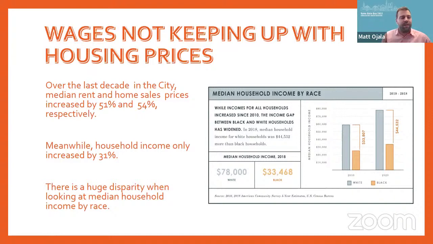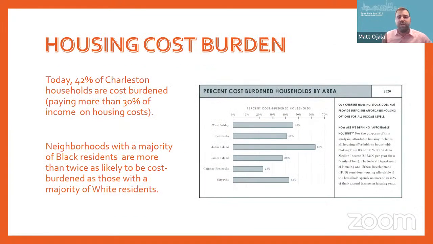When you examine median household income, you can see there's a huge disparity by race. The income gap between Black and white households has widened over the last decade. A large percentage of households are cost burdened by their housing expenses in the city of Charleston. Today, 42% of Charleston households are cost burdened, meaning they pay more than 30% of their income on their housing costs. Moreover, neighborhoods with a majority of Black residents are more than twice as likely to be cost burdened as those with a majority of white residents.